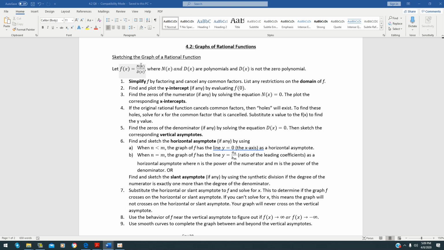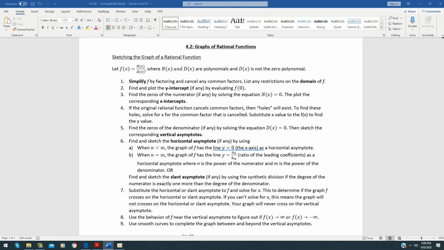over denominator, N(x) over D(x), where N is the numerator and D is the denominator, and it makes sure that your denominator is not the zero polynomial. The meaning of not a zero polynomial here is that you cannot have a zero in your denominator, because it will be undefined for that case.